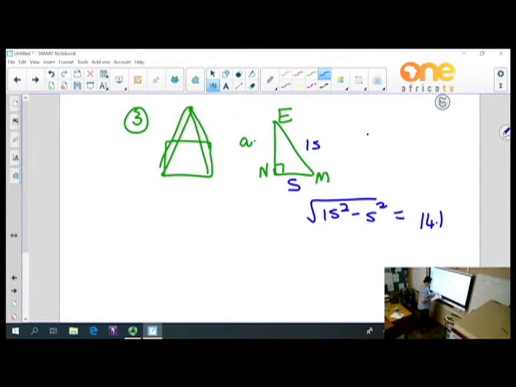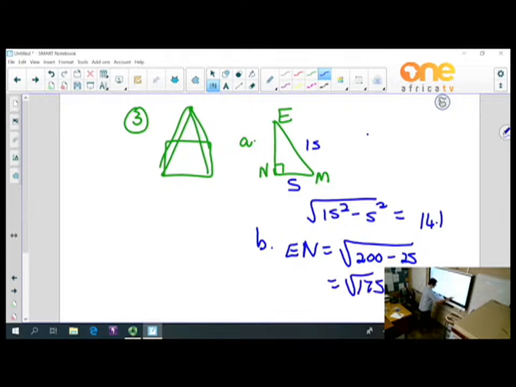And then the next one is number B. Now we can say that EN is then equal to the square root of 200 minus the 25, or the 15 squared minus the 5 squared there on that side. This is the square root of 175, which is 13.2. Sorry, 13.2. That's how we get that one.